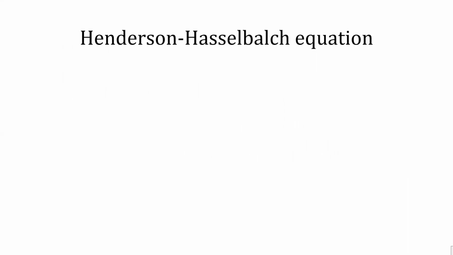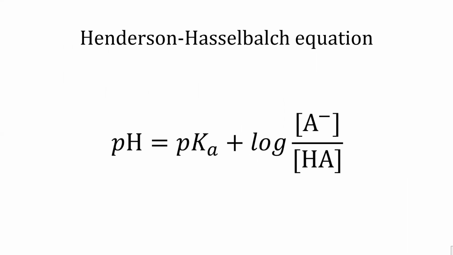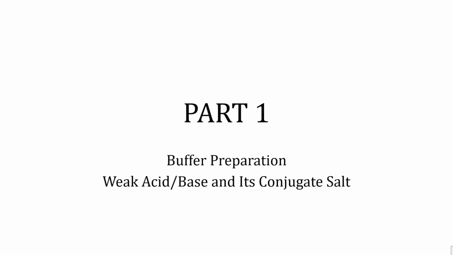The Henderson-Hasselbalch equation is pH equals pK plus log of the concentration ratio between base A minus over acid HA. The way we will tackle implementing this equation is in two parts. Part 1, buffer preparation involving a weak acid or base and its conjugate salt.